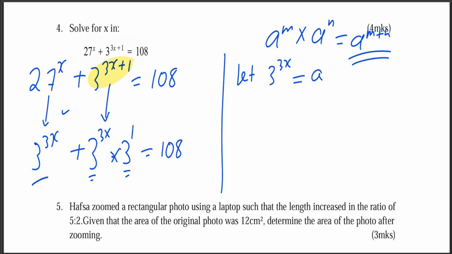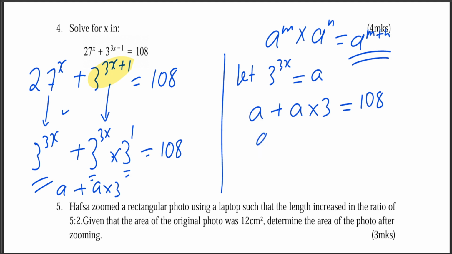So hii itakuwa ni a plus, kwa sababu hii ni a, hii pia ni plus a times 3. So a plus a times 3 is equal to 108. Now it's a very simple question. I think the teacher amewapenda, but all in all is somehow easy and tricky at the same time.